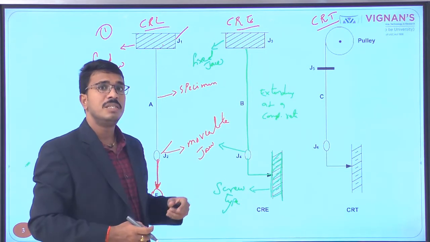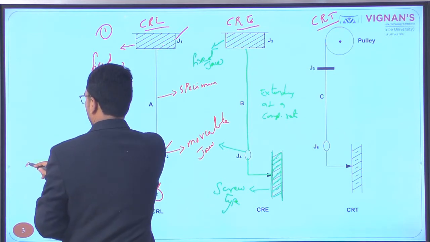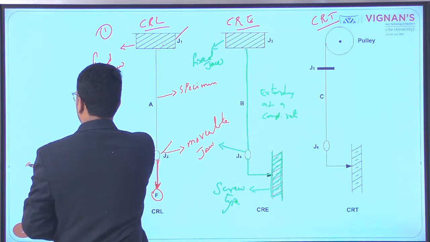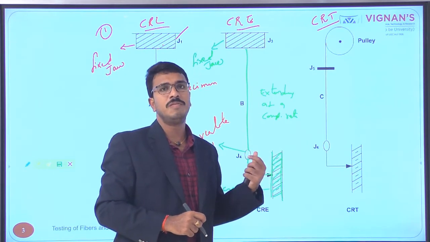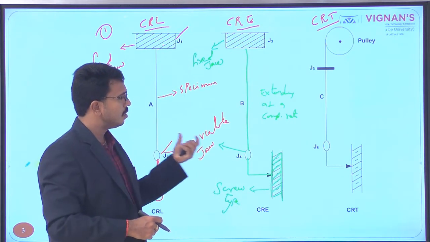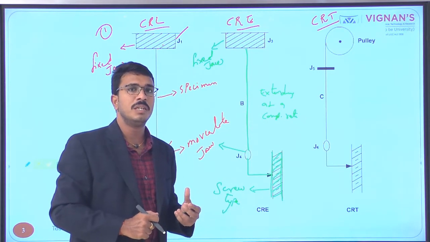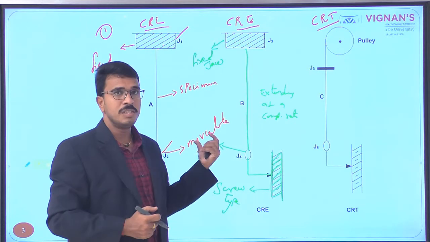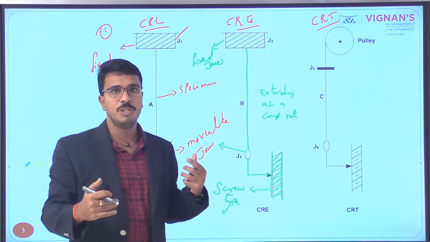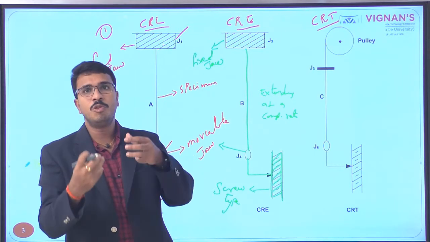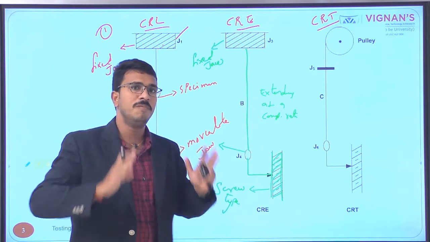And finally CRT, that is constant rate of traverse. Okay. Now coming to constant rate of traverse, if you observe these two principles with these three, what is the main difference you are observing here? In these two cases, we are using a fixed jaw and a movable jaw. Is it right? The movable jaw is going to move, whereas the fixed jaw doesn't move. It is going to be fixed.